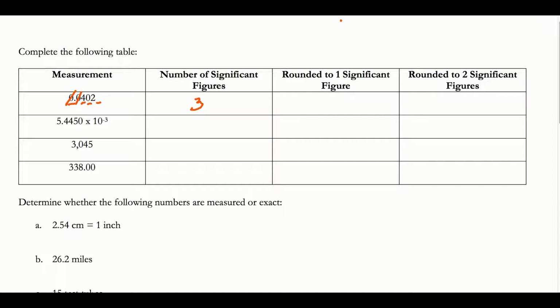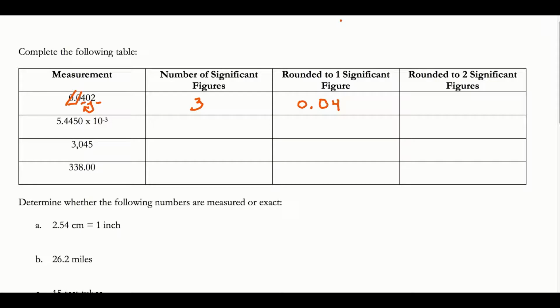Okay? Then it asks me to round to 1 significant figure. So I need to keep the 0.0 to hold the place and keep the same number. But then keep in mind, if I want 1 sig fig, I'm just going to keep the 4. The 0 does not round the 4 up, so it's going to just stay 0.04.